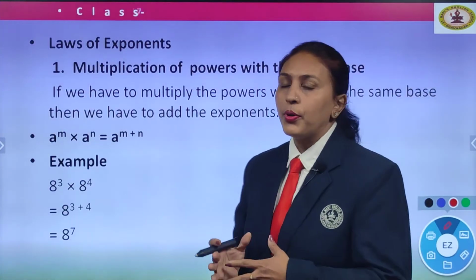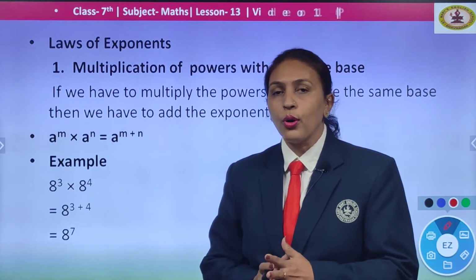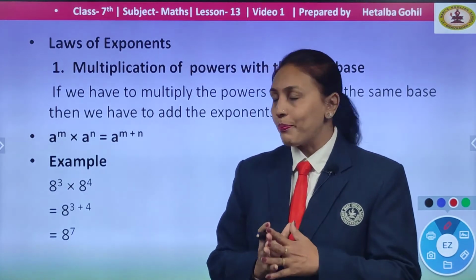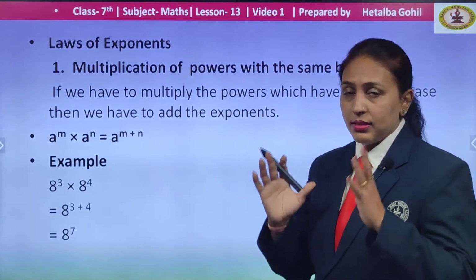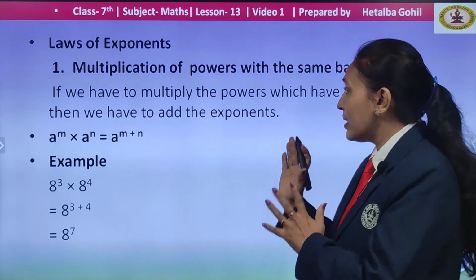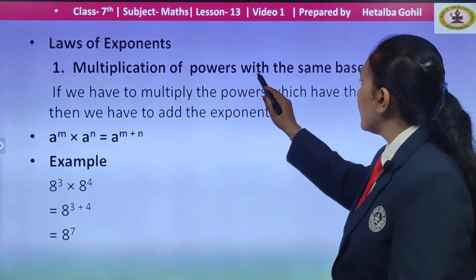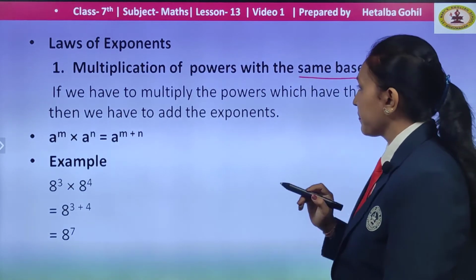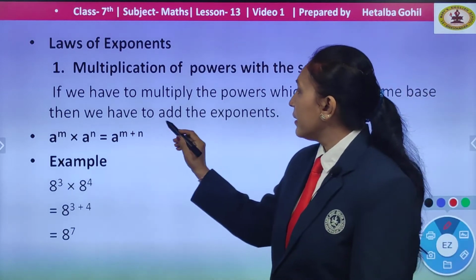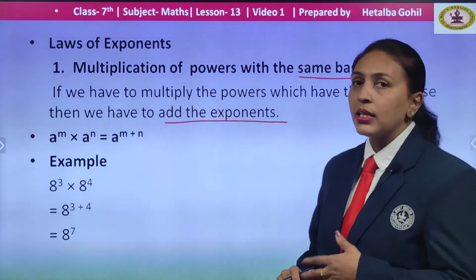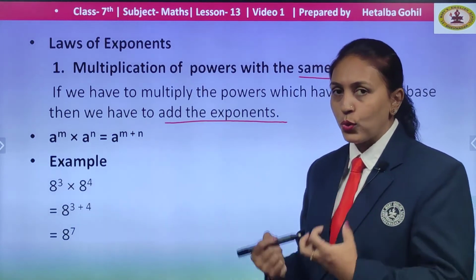Now, the most important part of this chapter: there are certain rules to be followed to solve exponents and powers. So please children, understand this with consciousness, be attentive here. First, multiplication of powers with the same base. If we have to multiply powers which have the same base, then we add the exponents. These are the rules. It is not that these are rules we just have to accept.